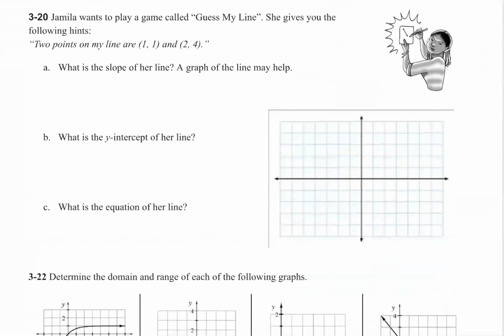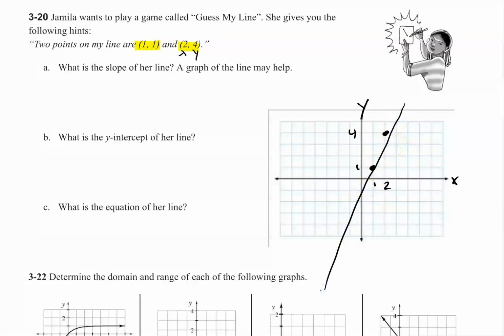Alright, Jamila, 3-20, wants to play a game called Guess My Line. Here are the hints that Jamila gives you. 2 points on the line are that and that. So there's a graph here, and it says a graph may help, so why not? Let's put on (1, 1) and (2, 4). Remember, the x-coordinate comes first. That's 2 on the x-axis, 4 on the y-axis. Those are our 2 points.